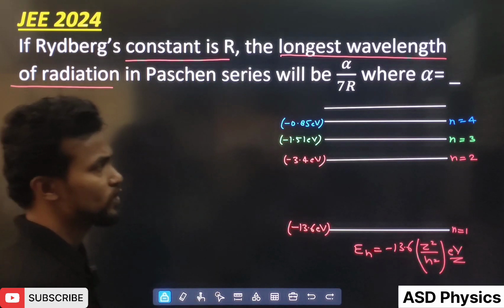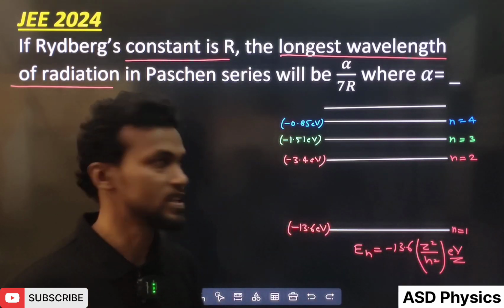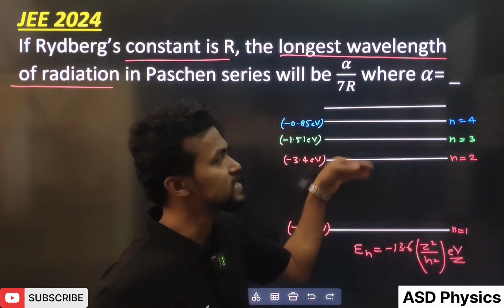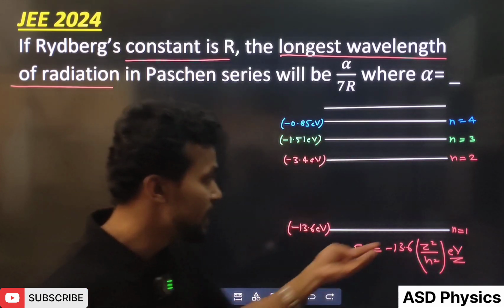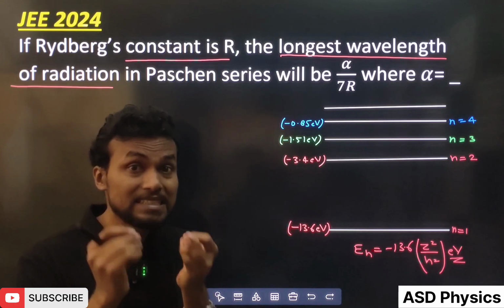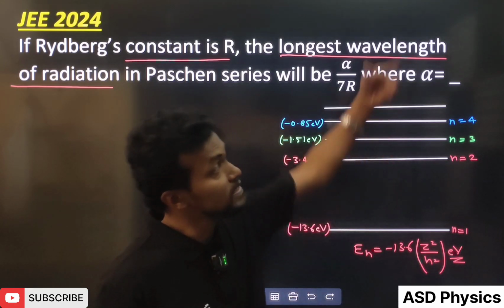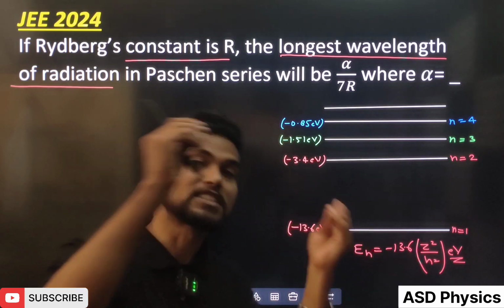So students, n equal to 1 is called the ground state. n equal to 2 is the first excited state, n equal to 3 is the second excited state, and like that it will continue till infinity. Remember that at n equal to 1, the energy of the electron inside the atom is minimum, minus 13.6, and when it goes to n equal to infinity, it will be 0, and that will be the maximum energy here.